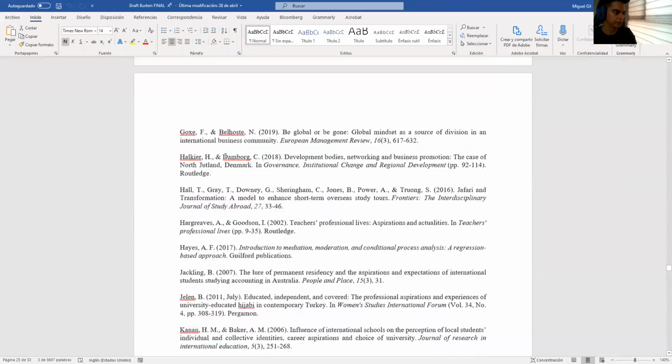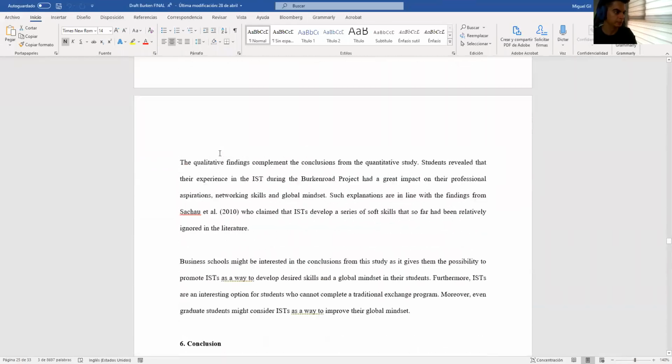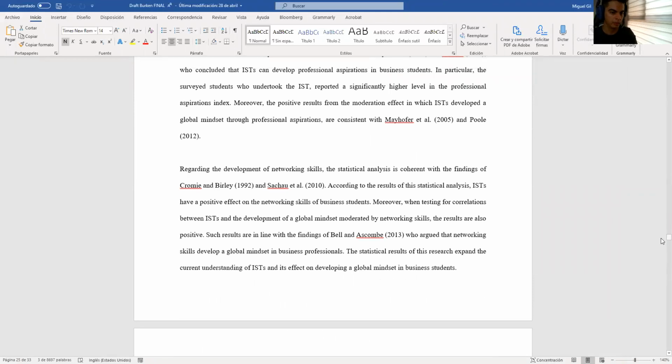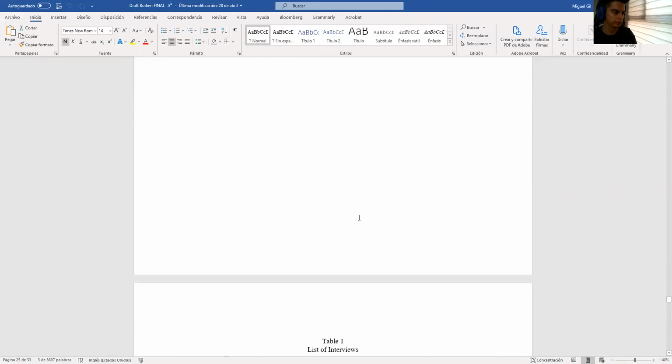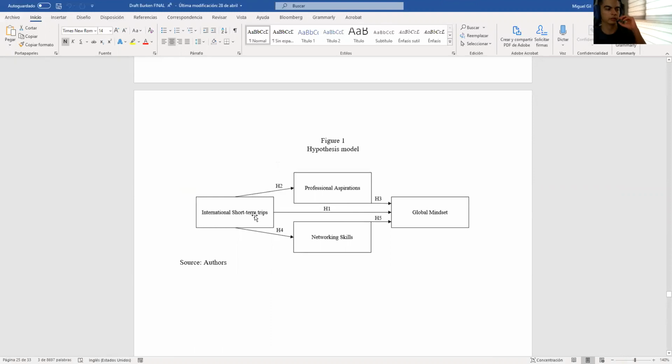What happened? No, it's by the end of this. So it says that if you do a trip, it's going to affect your global mindset somehow. That's the main relationship. But as I say, this paper is more complex. This paper says that it's not as simple as that.